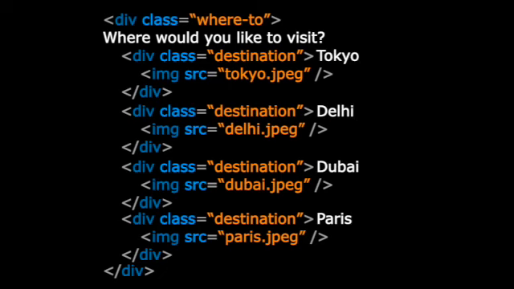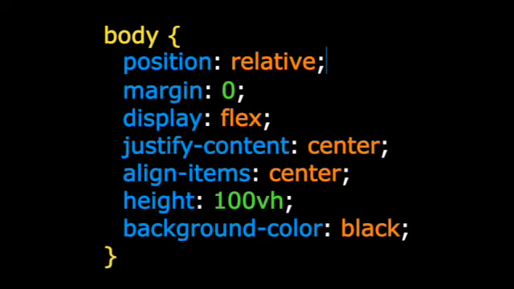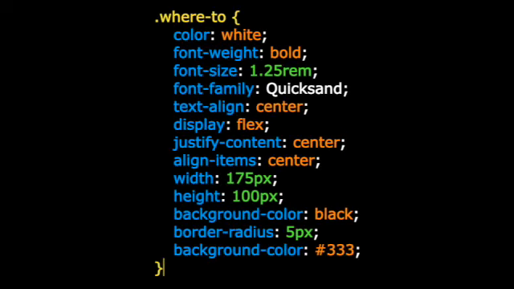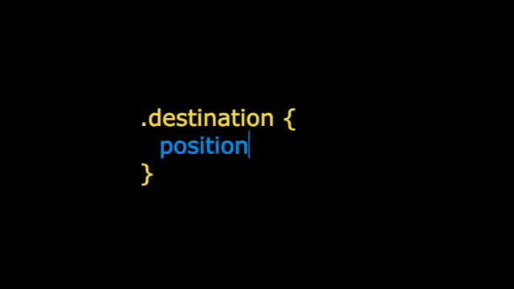Now, in the CSS, we need to put the body at position relative. We are going to start with putting in all the CSS for the where-to class and include a little styling. That's a good start. In the destination class, we want to put position absolute here. These will be the boxes that hold our images.